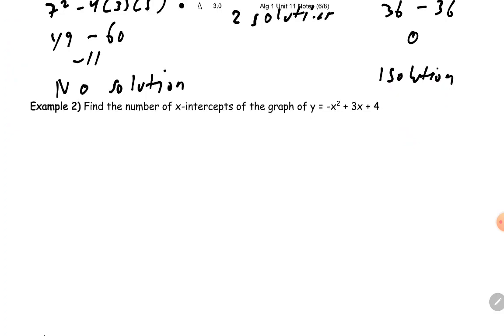Find the number of x-intercepts. They don't want you to find the x-intercepts, they just want to know how many there are. For a quadratic equation, that is the same as finding how many solutions there are, because the x-intercepts are the solutions to a quadratic equation.